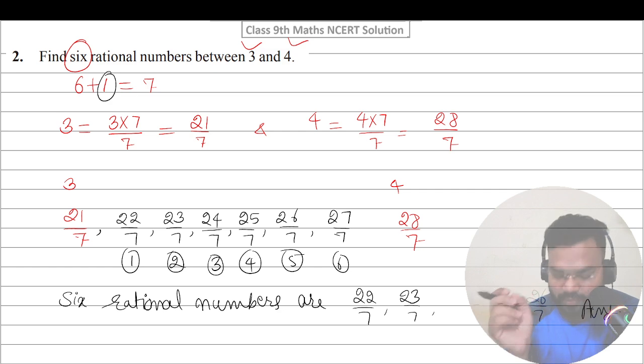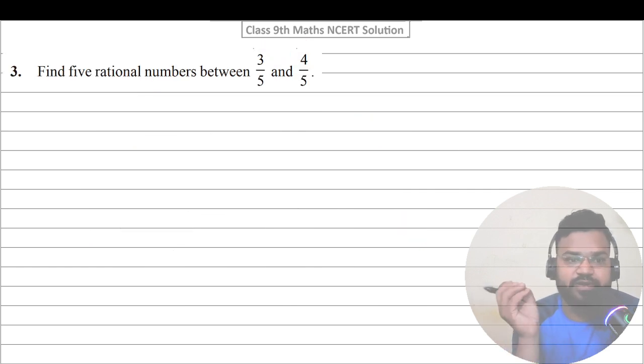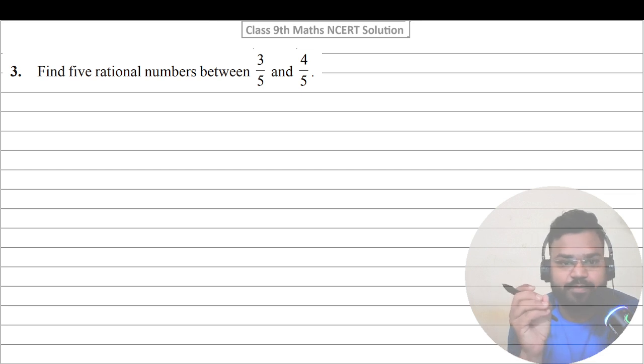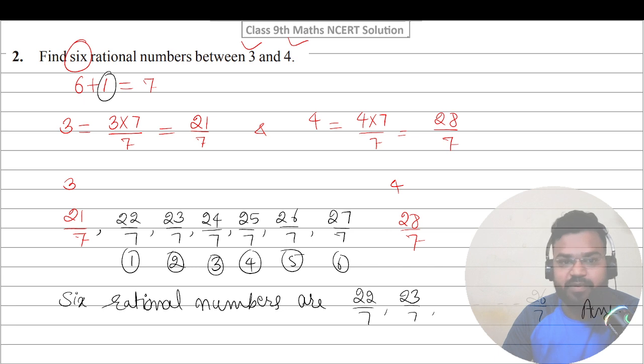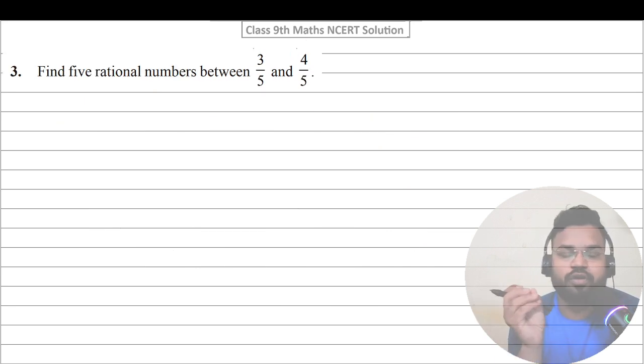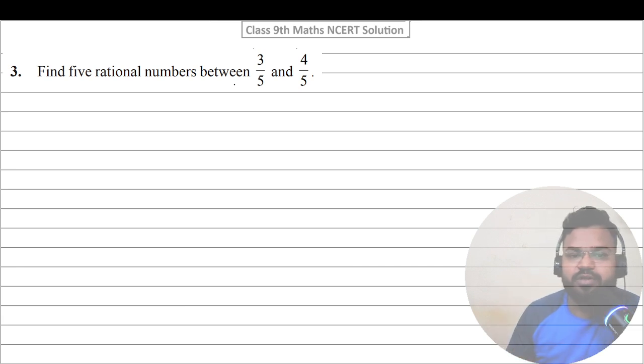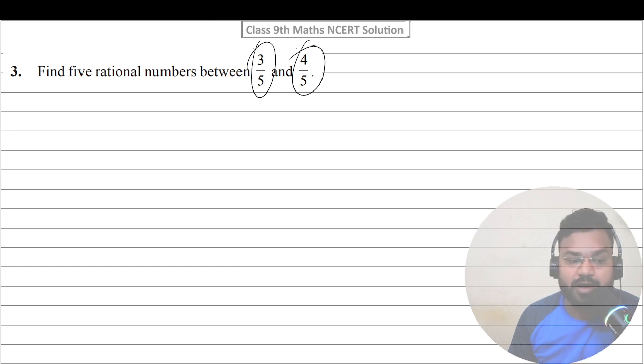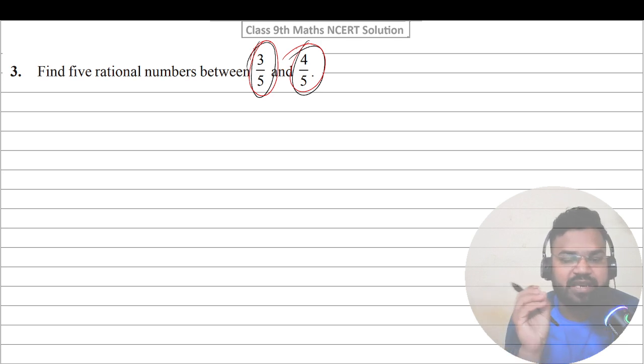Clear to everyone? Now the next one is: find 5 rational numbers between 3 by 5 and 4 by 5. Same question, but the difference is that the numbers are given in the form of p by q, which is a rational number, while in the previous question the numbers were given in integer form. Clear? So how to solve? Simple. Here, first of all, check whether the numbers are like or unlike. In this case the numbers are like, no problem. Do you know what like and unlike are?